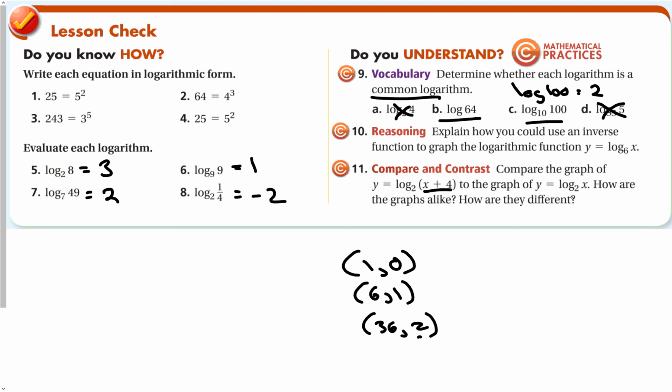And how do these two graphs compare? This graph is shifted to the left 4. How are they different? Well, graph them and take a look. All right, so that was 7-3, logarithmic functions as inverses.